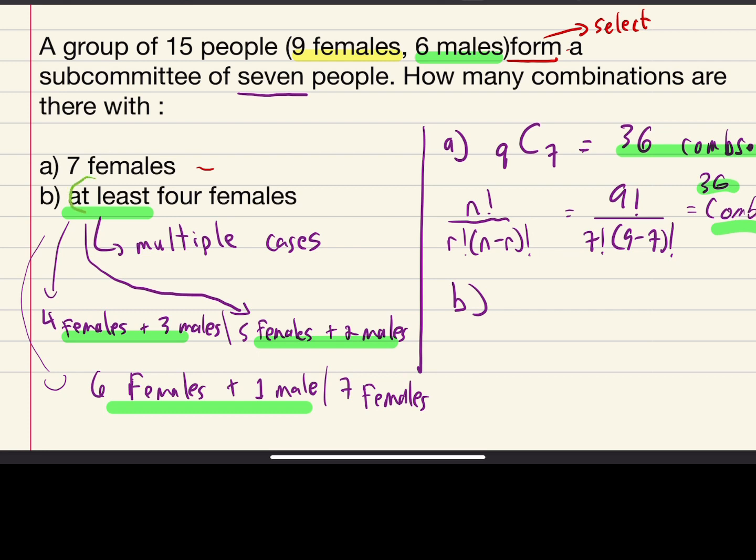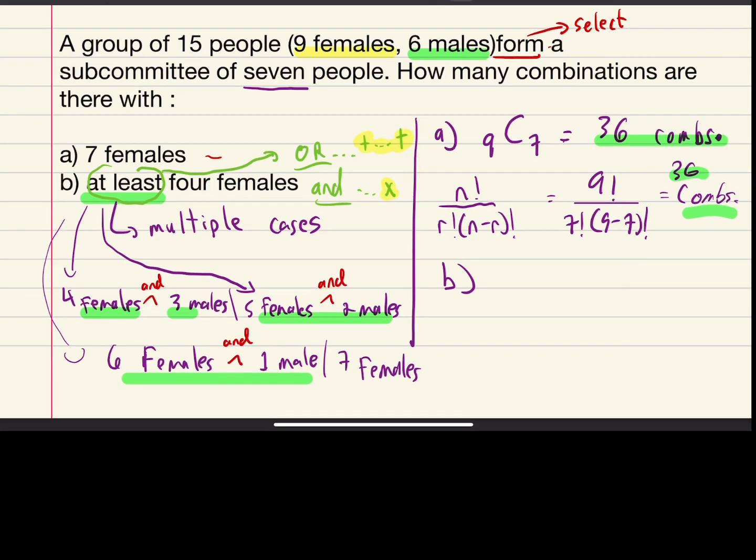Another thing that I want to point out is when it says at least, that leaves room for the word or. And so we say 4 females plus 3 males, or 5 females plus 2 males, or 6 females plus 1 male, or finally 7 females. So or in math usually alludes to an addition sign, and then the word and alludes to multiplication. So now we're going to solve each one of these one by one. What I've also done here is, where there were pluses, I've actually written the word and, because we're working with the context that and signifies a multiplication.